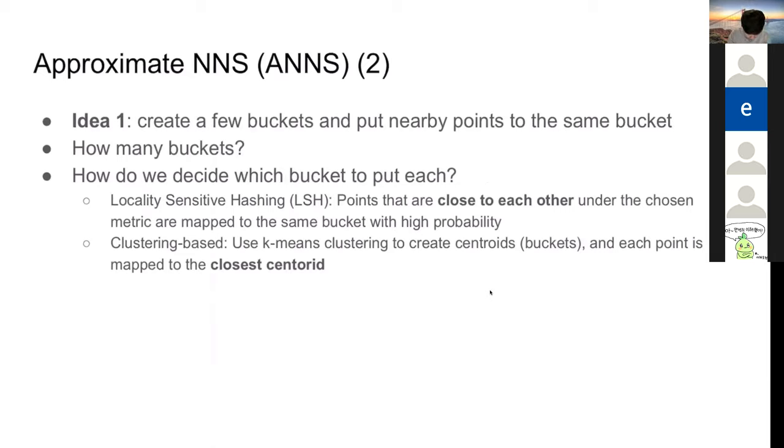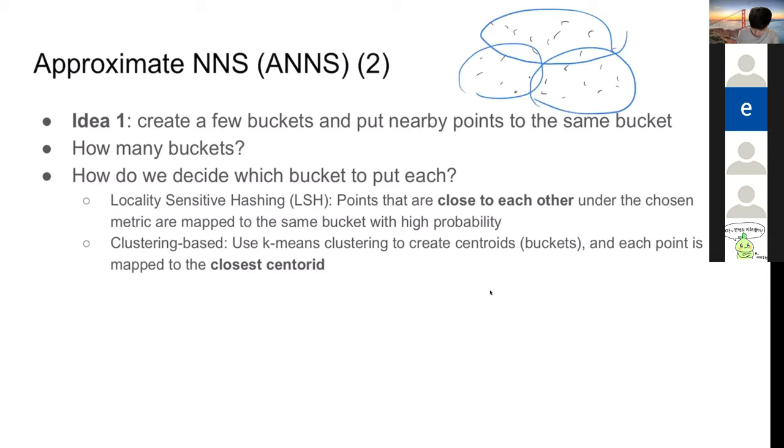So how can we then approximate these? I'll give you a few ideas. Idea number one is that we can create a few buckets and put nearby points in the same bucket. Then the question is, how many buckets? Suppose that we have a lot of dense embedding points, then we just create a bucket that includes maybe these points, and also maybe these points. This will be bucket one, bucket two, and bucket three.